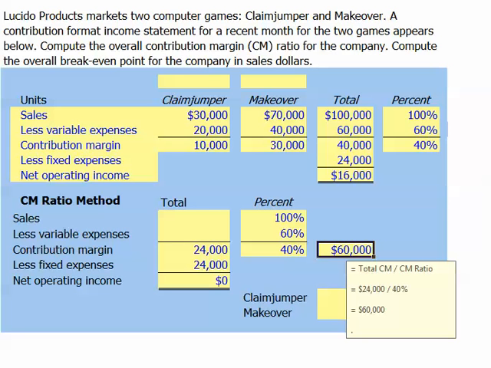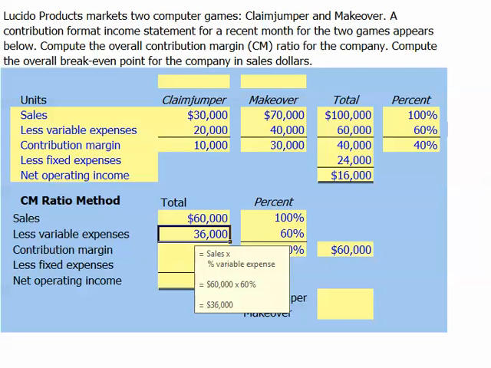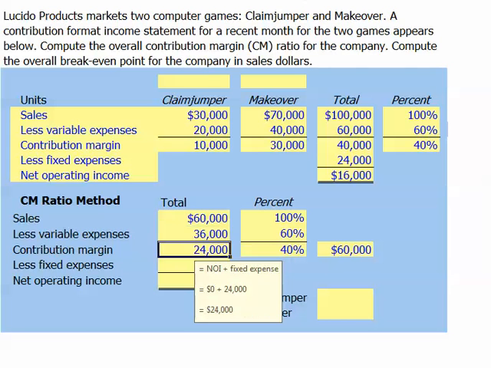We can verify this by completing our contribution margin income statement. Again, sales are $60,000. We've just calculated that. Our variable expenses will be $36,000. That's our 60% variable expense ratio multiplied by our $60,000 in sales. $60,000 in sales minus our variable expenses equals our required contribution margin of $24,000. This break-even point assumes our current sales mix remains constant.